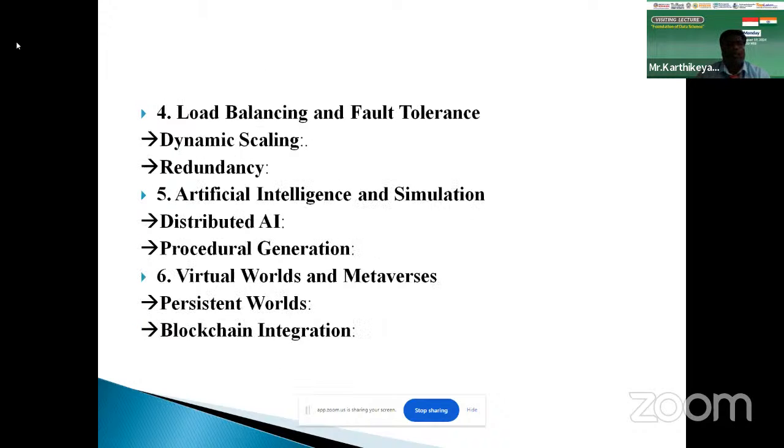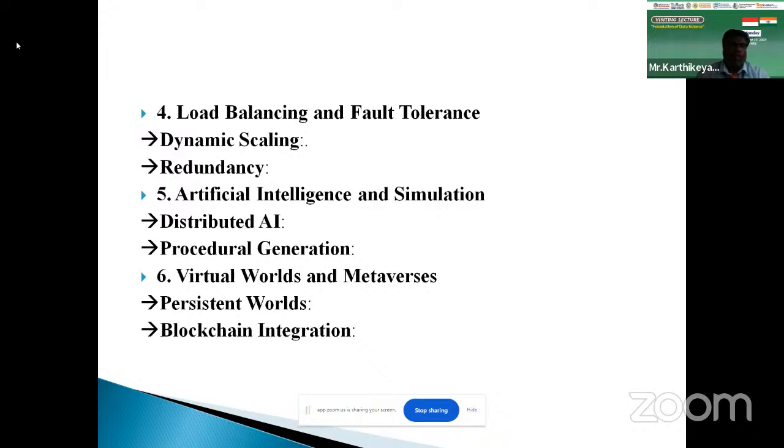Next, load balancing and fault tolerance. So it has dynamic scaling and redundancy. Distributed systems enable dynamic scaling of game services based on player demand. Load balancers distribute incoming connections across multiple servers to prevent any single server from becoming a bottleneck.